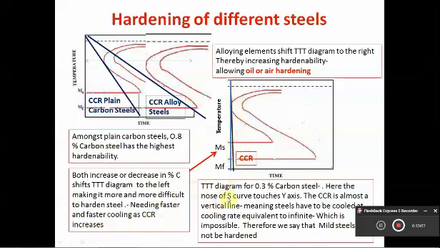Now the TTT diagram for 0.3% carbon steel. Here the nose of the C-shaped curve, instead of S it is C, is touching the y-axis. The critical cooling rate is almost a vertical line, meaning the steel has to be cooled at a cooling rate equivalent to infinite, which is practically impossible. Therefore, we say that mild steel cannot be hardened by regular water quenching treatment.